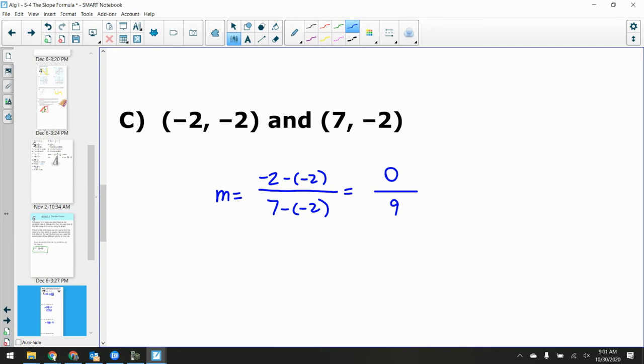What is 0 divided by 9? 0. So my slope is 0. What does that mean about that line? Straight. All lines are straight. Horizontal. It's horizontal, right?